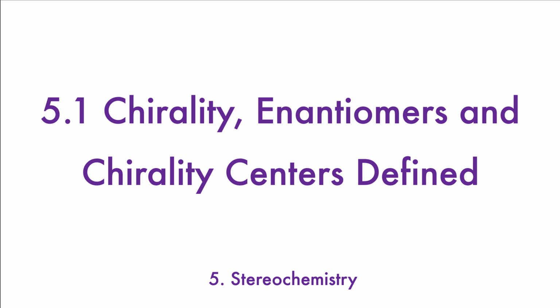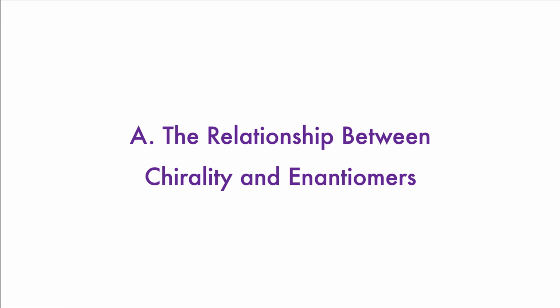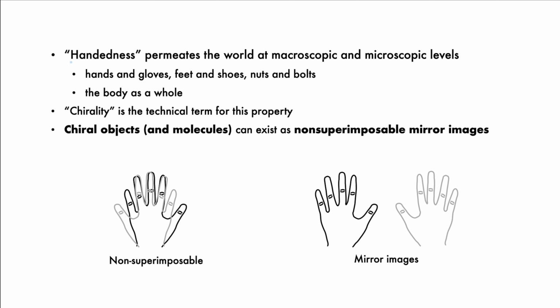Let's start our discussion of stereochemistry by talking about chirality, enantiomers, and chirality centers. First, we need to talk about the relationship of chirality and enantiomers. The concept of handedness permeates both the macroscopic and microscopic world.